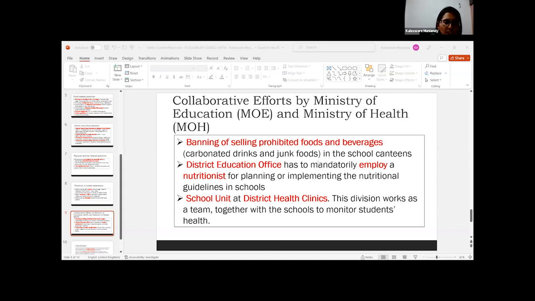And they also have a school unit at district health clinics in all the states. This school unit works together with schools. It's a division under a district health clinic working together with schools to monitor students' health, whereby any students with obesity issues will be referred to doctors, and doctors will take the history, and then they call in the parents for elaborative counseling, and then they refer to a dietitian, and if needed, they refer to a pediatrician and so forth.